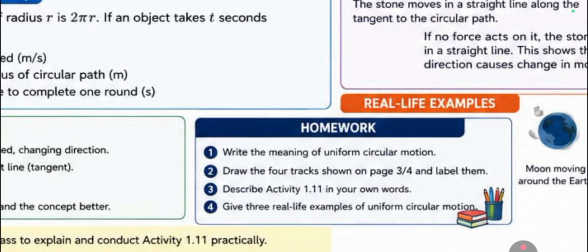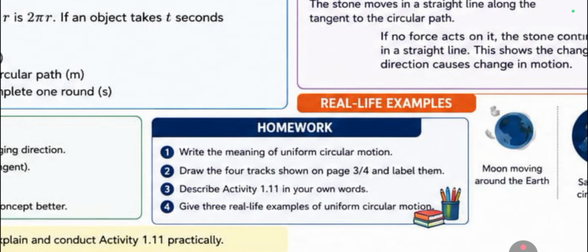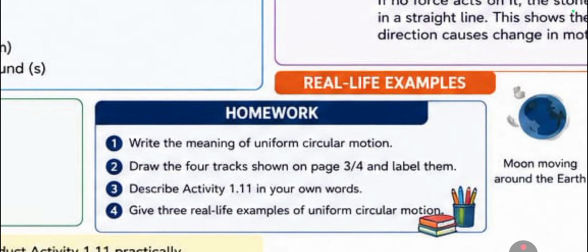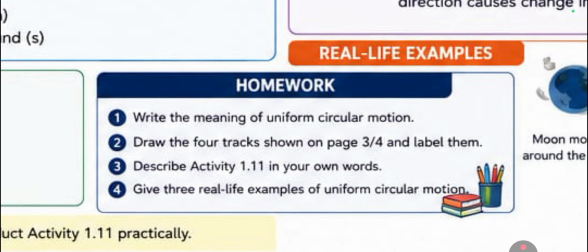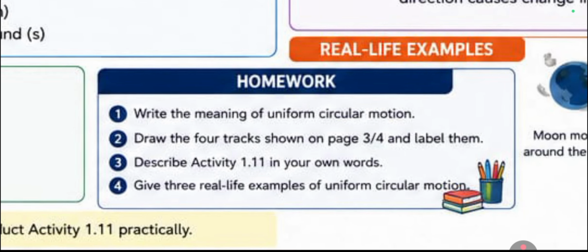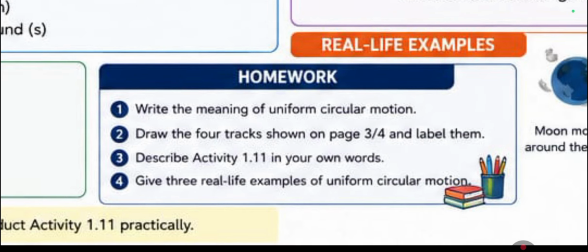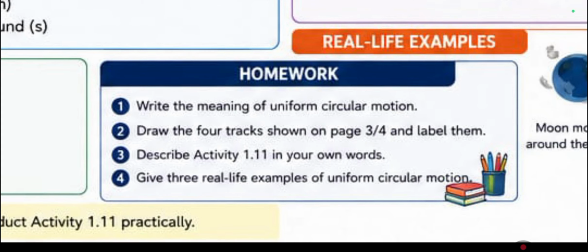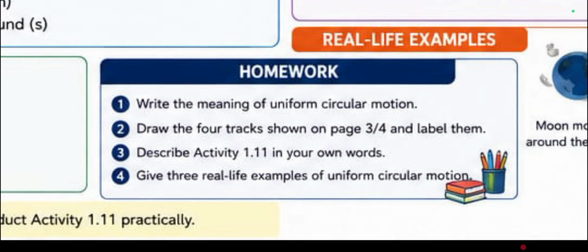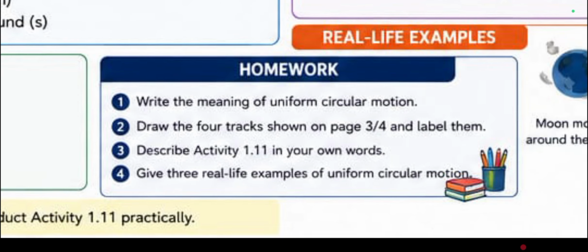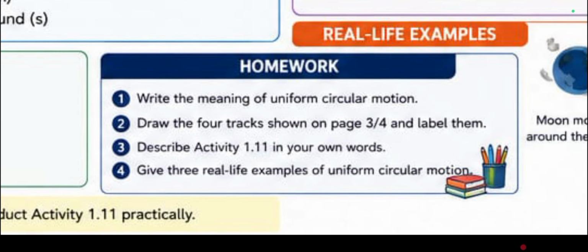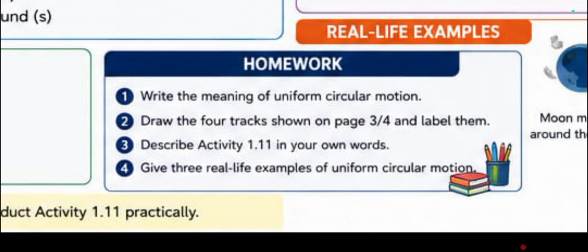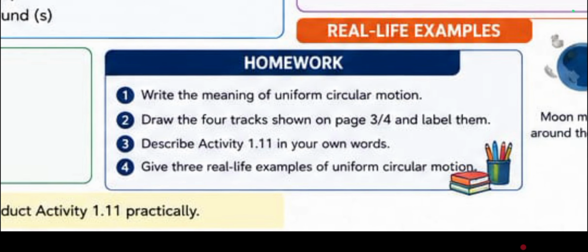Here we have to give some homework also. All of my dear children, write in your notebooks and do it. Write the meaning of uniform circular motion. Draw the 4 tracks shown on page 3 by 4 and label them. Describe activity 1.11 in your own words. Give 3 real life examples of uniform circular motion. Okay, all of my dear children, are you noted?